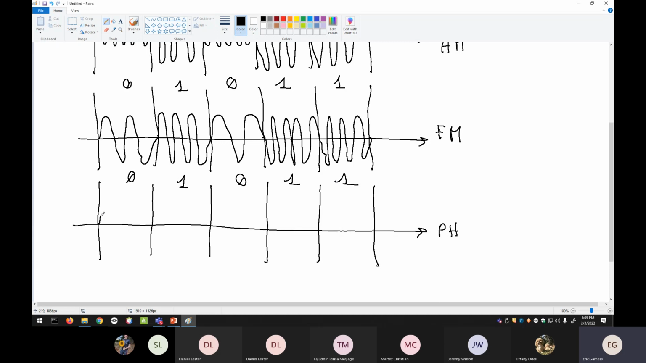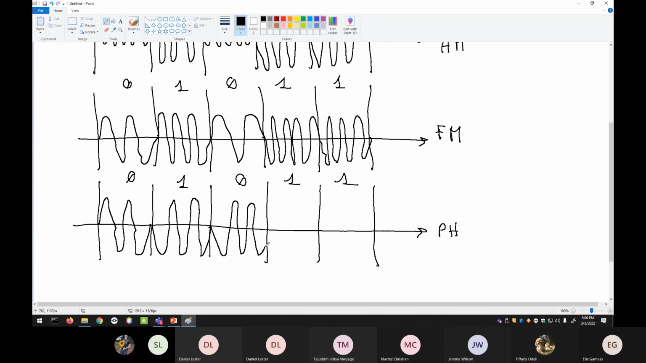So you have a sinusoid, and you maintain the same phase. And let's say here you go from 0 to 1. You change the phase. So you don't change the amplitude, you don't change the frequency, but you change the phase. So let's say that here you have a 0, you need to change the phase. Here you have a change of phase because you go from 0 to 1.